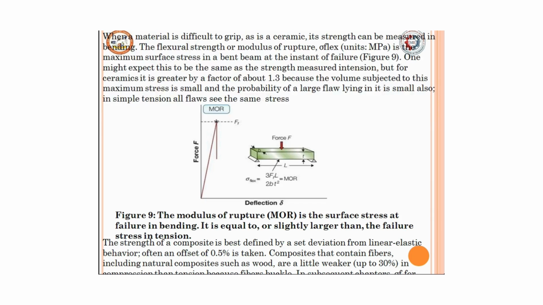The modulus of rupture, which happens on the surface, is equal to or slightly larger than the failure stress in tension. If you count force versus deflection, it is the modulus of rupture, MOR, that is going to happen. How to check it, with the equation mentioned here, you'll be able to calculate. You can take this specimen as per ASTM standard and apply the force at the center. Then we can see the modulus of rupture happen for the material.